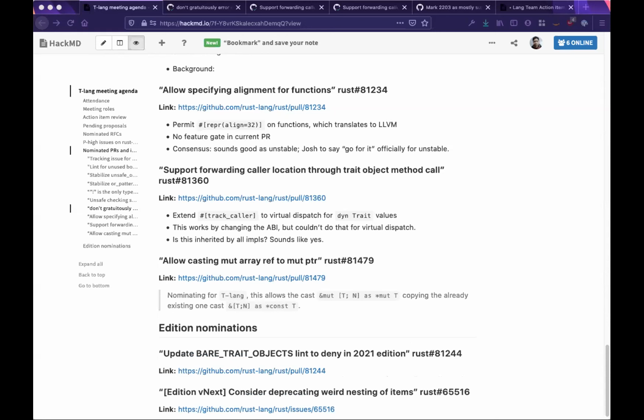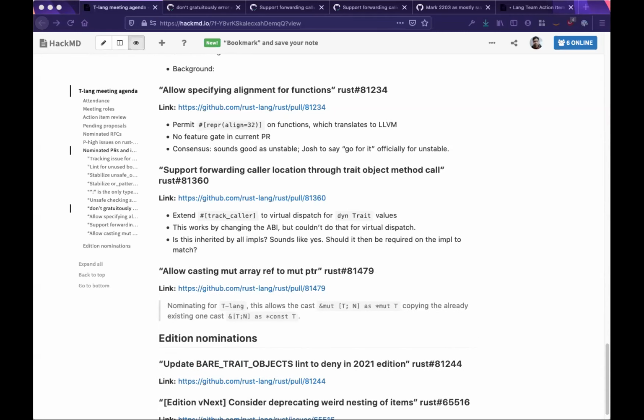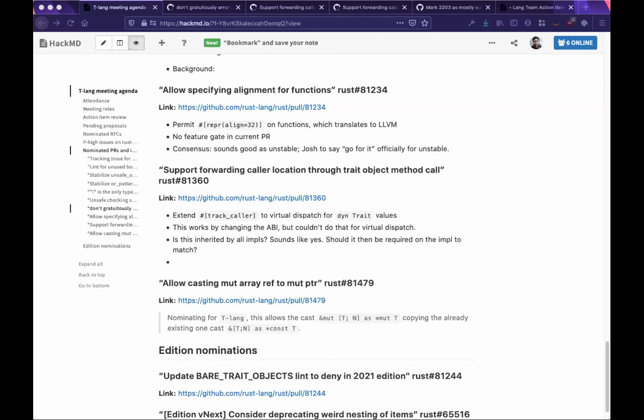That kind of makes me wonder if we should require you to specify track caller on the impl if it was present on the trait definition. Yeah, before we went forward with this, one thing I would want is a real write-up. There's some ambiguity here about whether or not it's required, for example. But I agree with you that it would be nice to have it in both places so that you know what's happening.